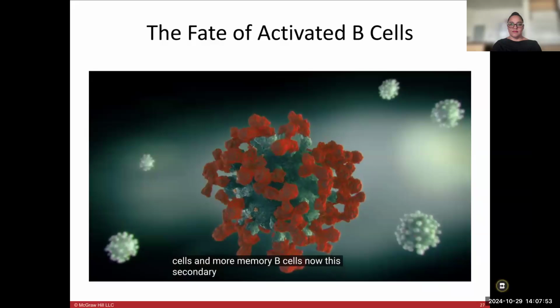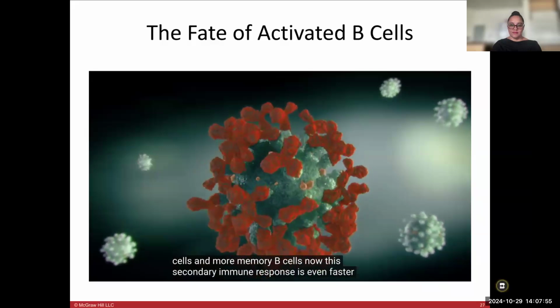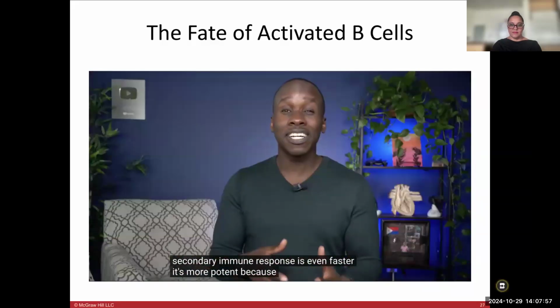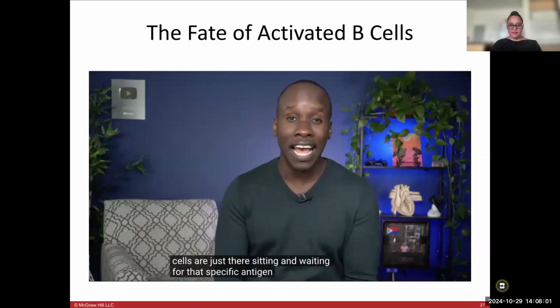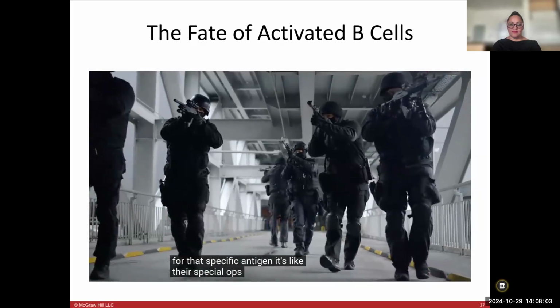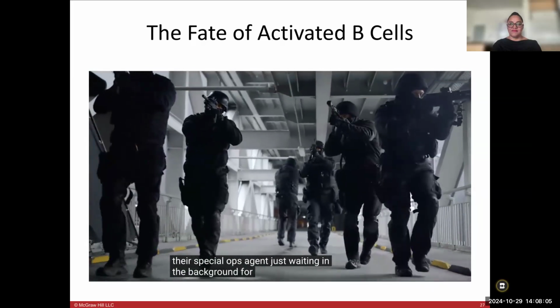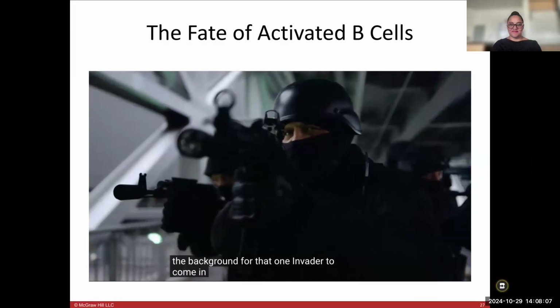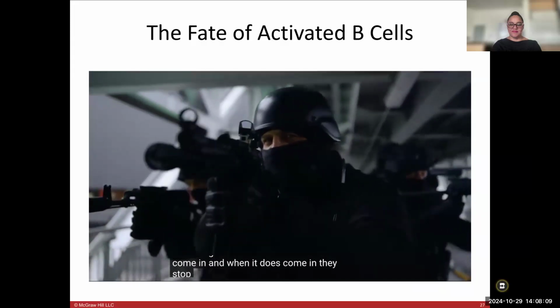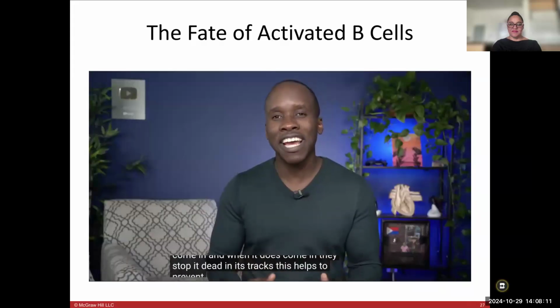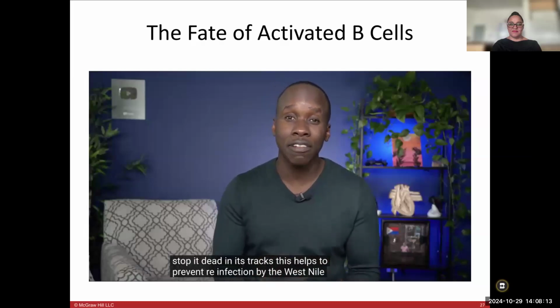Now, this secondary immune response is even faster and more potent, because the memory cells are just there sitting and waiting for that specific antigen. It's like they're a special ops agent just waiting in the background for that one invader to come in. And when it does come in, they stop it dead in its tracks. This helps to prevent reinfection by the West Nile virus.